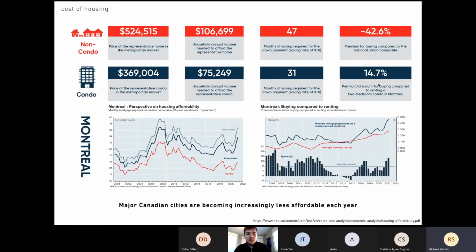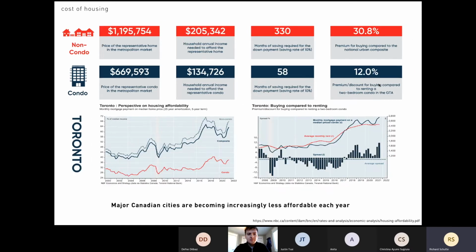So what is the cost of housing? In Montreal, for example, house pricing is more affordable than Toronto, but it is continually rising. For example, the household annual income required to afford the representative home is $106,000 per year, and 47 months of saving are required to make the down payment. In contrast, $205,000 is needed for a household annual income to afford the representative home, and 330 months of saving are required for the down payment.